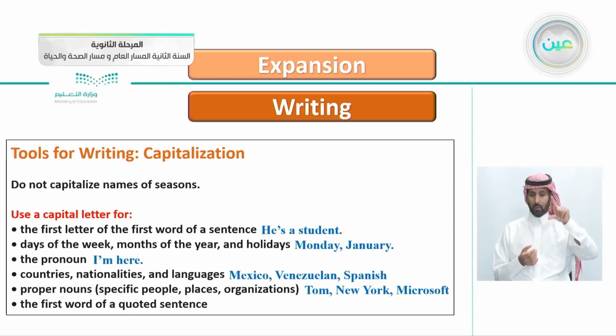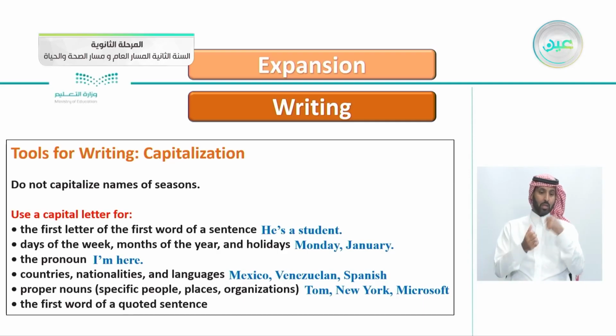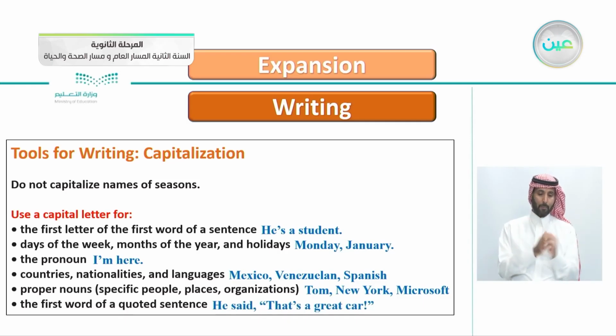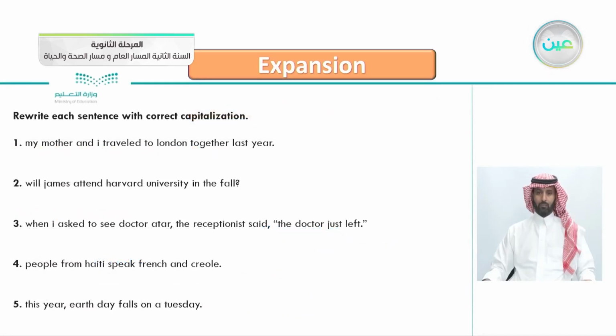The first word of a quoted sentence: when you write a quoted sentence, begin with a capital letter. He said, "That's a great car." The word that here, we began it with a capital T. So these are some pointers for using capital letters, and when not to use capital letters, for example, in the names of the seasons. So let's go to the next exercise.